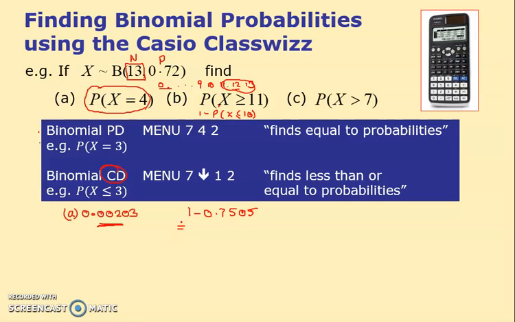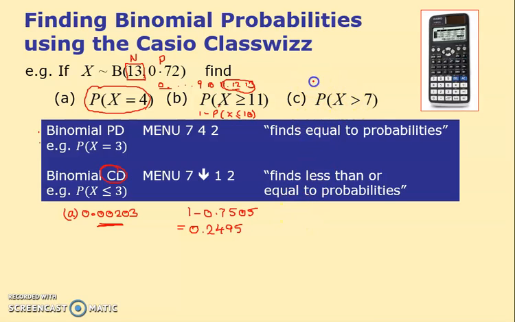So I'm going to go menu 1 to get back into calculator mode. 1 minus 0.7505. On my calculator it says 0.2495. I could round that obviously to 250 if I want.